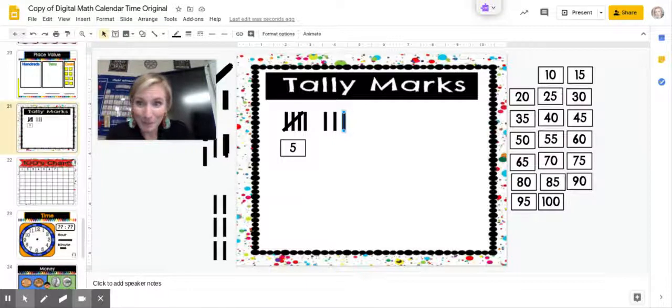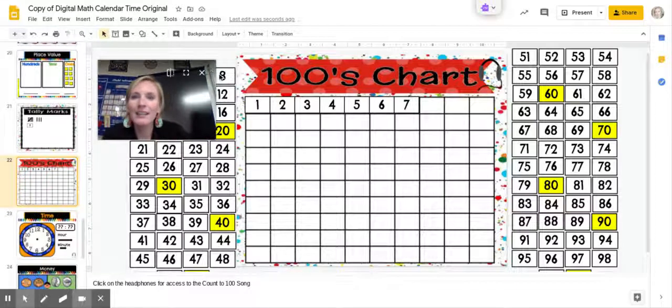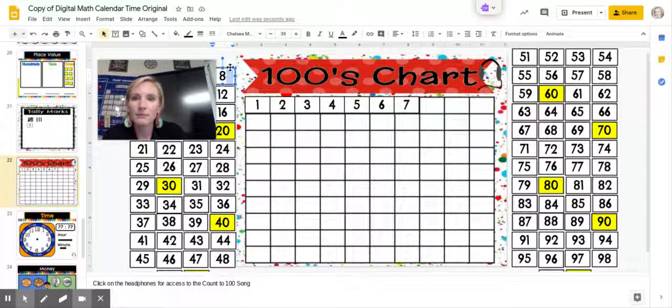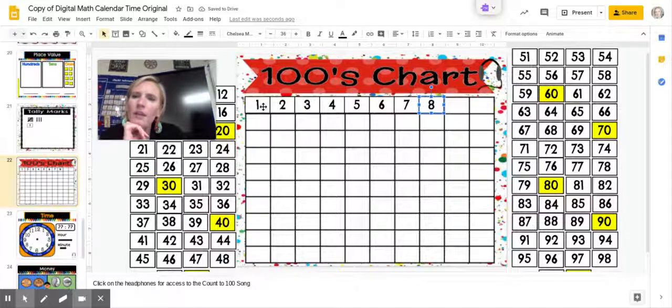And now let's fill in our hundreds chart. There we go. So the number that goes after 7 is 8 right here. So I'm going to start here. And when I go to the right, like my mouse is going, I'm going to the number that is after. So when I say going after, I mean we're going this way to the right.